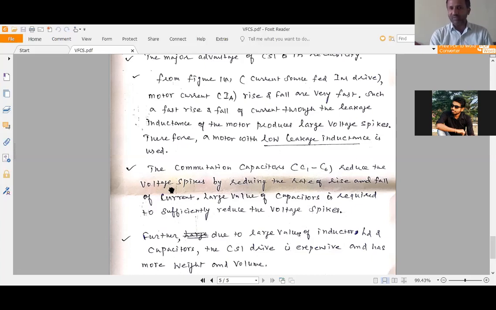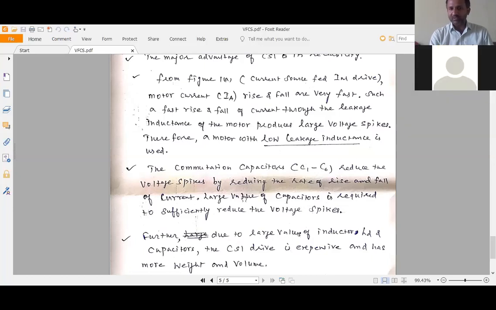Obviously, if the value of current reduces, the value of voltage also reduces, because voltage is directly proportional to current. A large value of capacitance is required to sufficiently reduce the voltage spikes, so we have used electrolytic capacitors in the circuit diagram. These capacitors are connected in order to reduce the motor current IA.